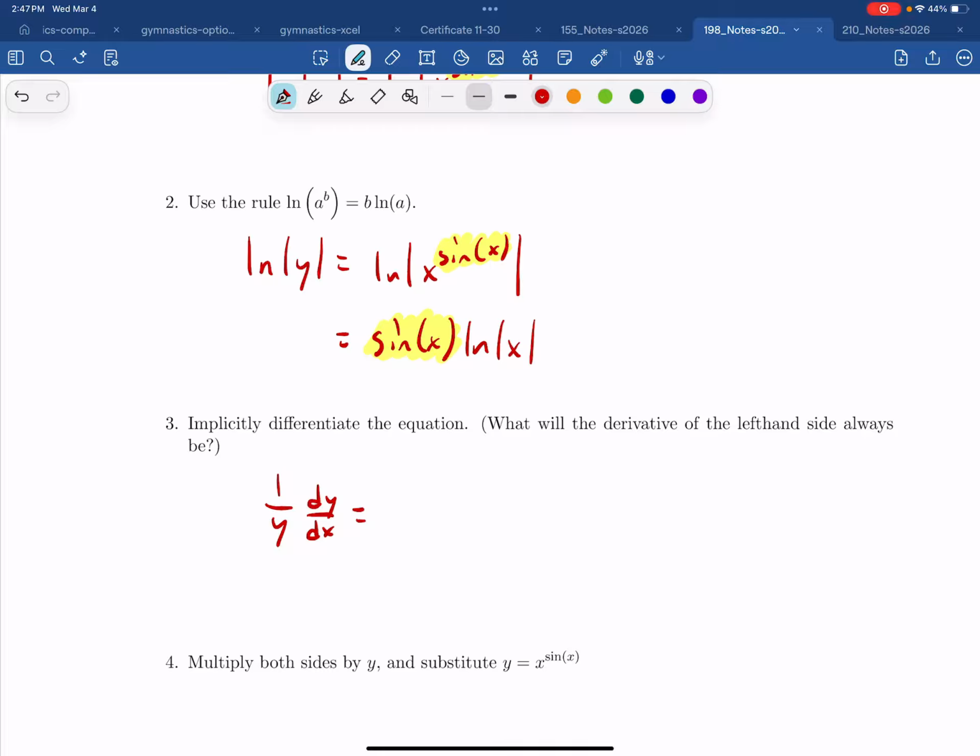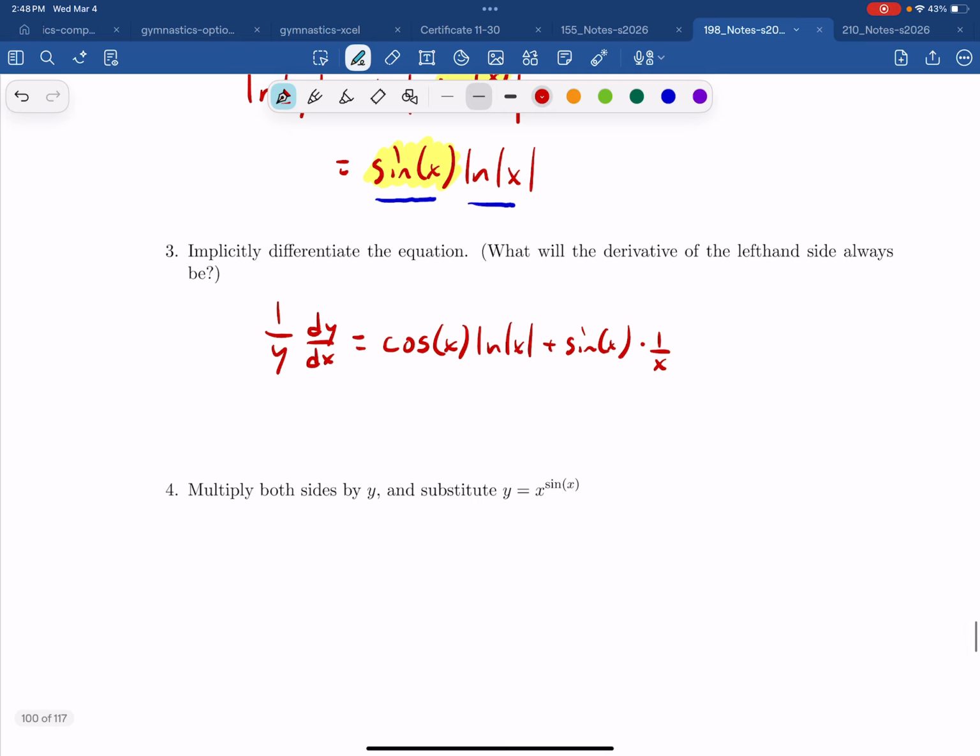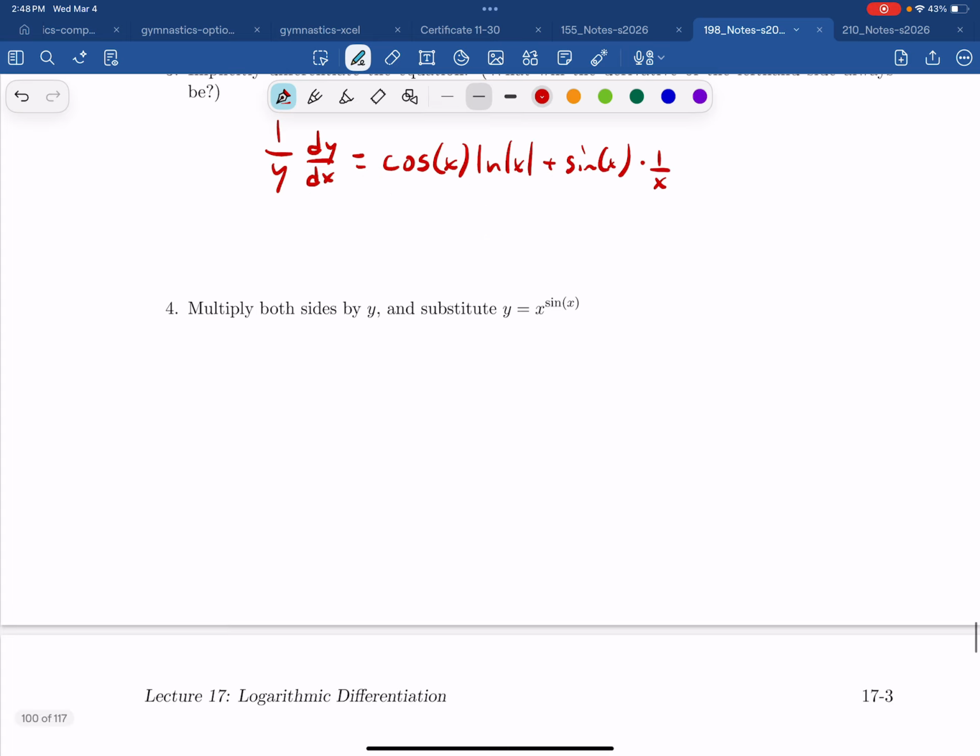And now we have to take the derivative of the right-hand side, and note that we have a product rule in this case. Derivative of sine, which is cosine, leave ln of x alone, plus sine of x, take the derivative of ln of x, and we get that. Right? And now all we have to say is, well, we're not solving for 1 over y dy over dx, we're solving for dy over dx. So we just multiply both sides by y, and then substitute y equals x to the sine of x, right?